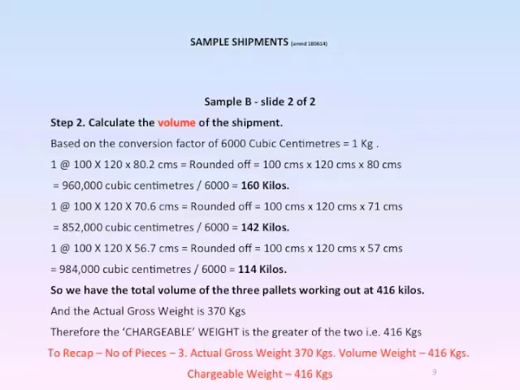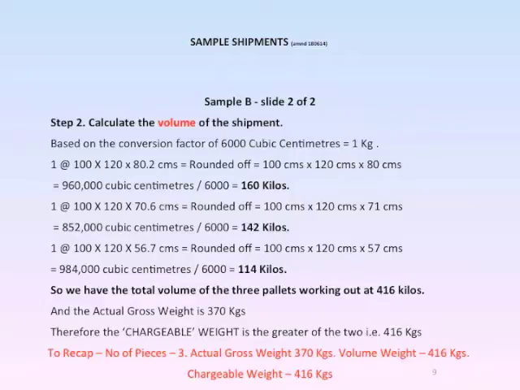Pallet number 3, 100 by 120 by 56.7 centimetres. Rounded off becomes 100 centimetres by 120 centimetres by 57 centimetres. Multiplied out gives us 684,000 cubic centimetres, divided by 6,000, and we get 114 kilos. So by adding up those three weights, we have the total volume weight of the 3 pallets working out at 416 kilos. The actual gross weight is 370 kilos. Therefore, the chargeable weight is the greater of the two, so it's 416 kilos.